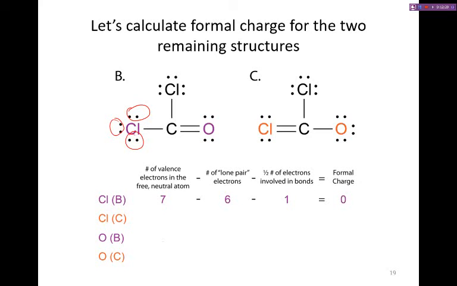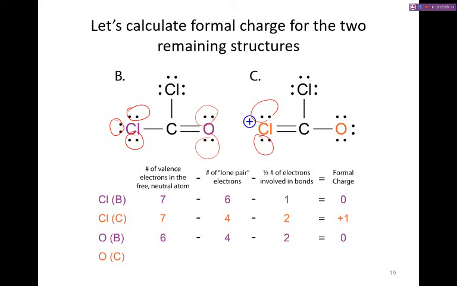The chlorine that is yellow has 7 in its valence. It only has 2 sets of lone pairs, and so a total of 4 lone pair electrons, but it forms 2 bonds. And so it gets half of those electrons for a total of 2, which means it has a formal charge of +1. The purple oxygen has 6 normally in its valence. It has 4 in lone pairs. It has 2 bonds, and therefore 2 electrons, and so it has a 0 formal charge.